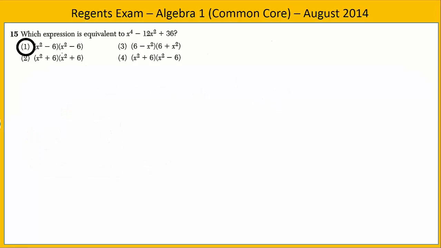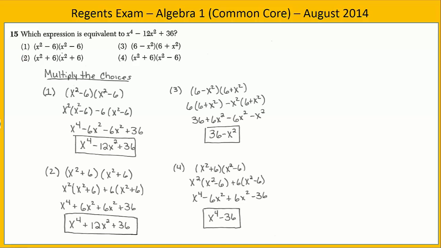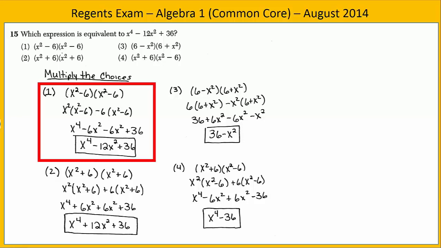But suppose you don't recall how to factor, and you need to find the solution to this problem. Well, there's another option, although it's a little more time-consuming. You could take each of the choices, write them out, and multiply. Remember, you have to use the distributive property to do this, and then combine like terms. When we multiply them out, we find that choice 1 is x to the fourth minus 12x squared plus 36, which matches the original trinomial that was given. And so again, choice 1 is our answer.